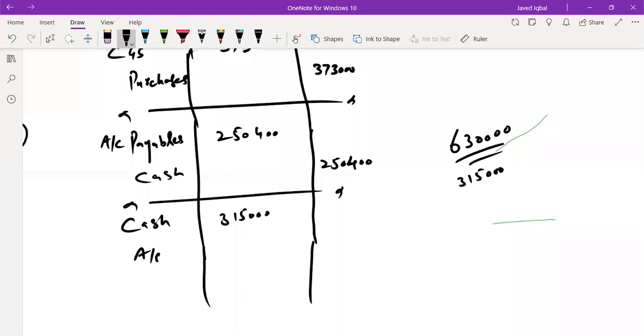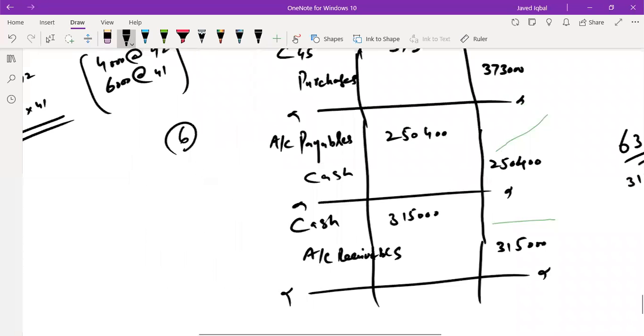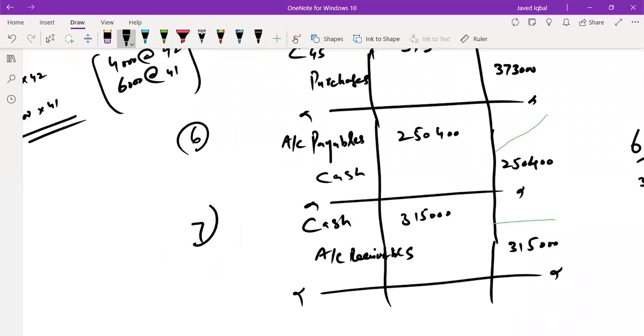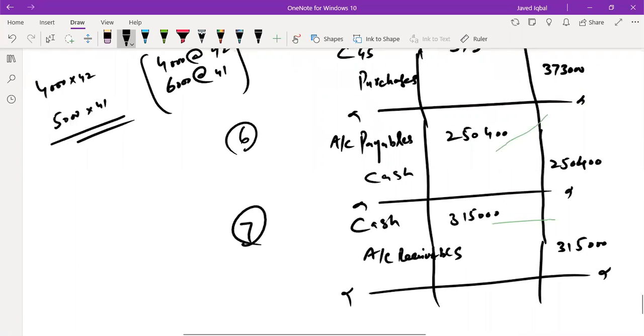You will decrease your accounts receivable by this, and this completes your transaction. So anything till here?